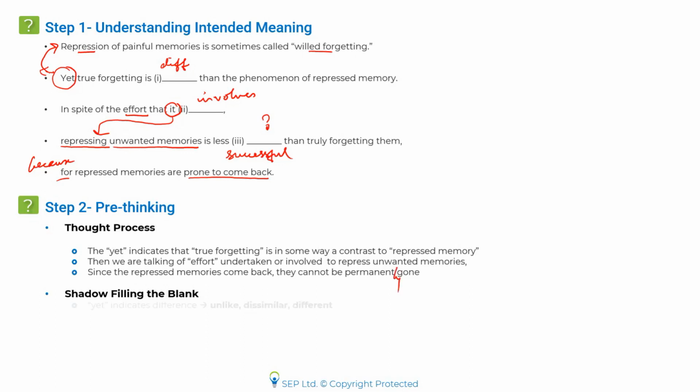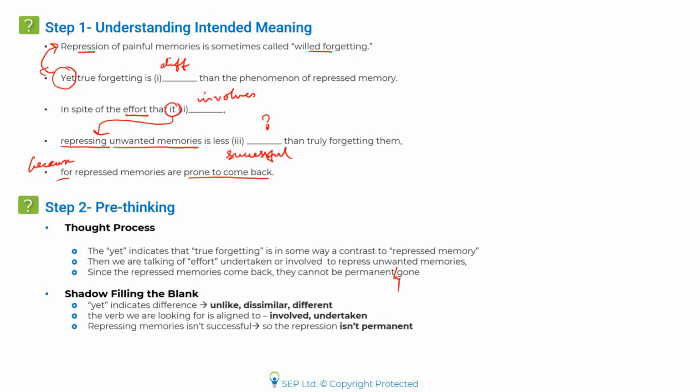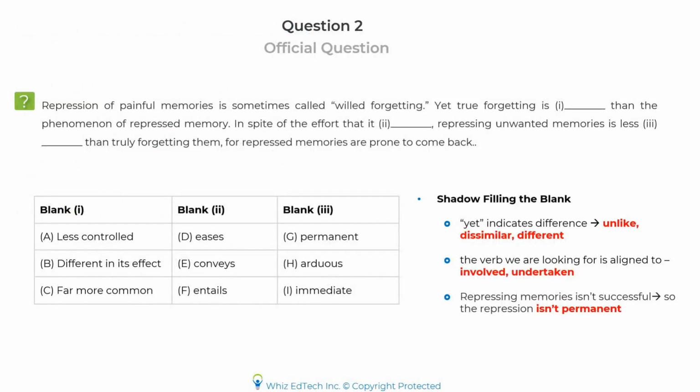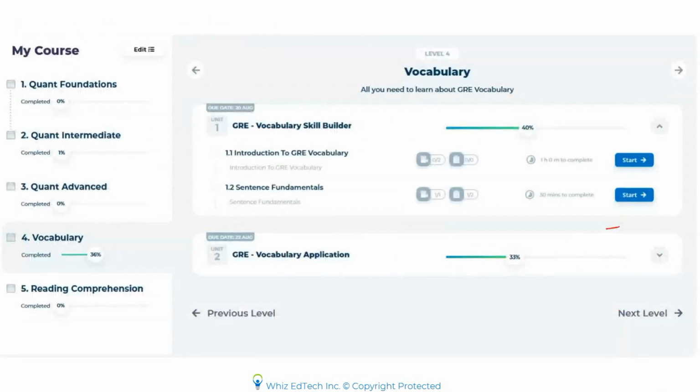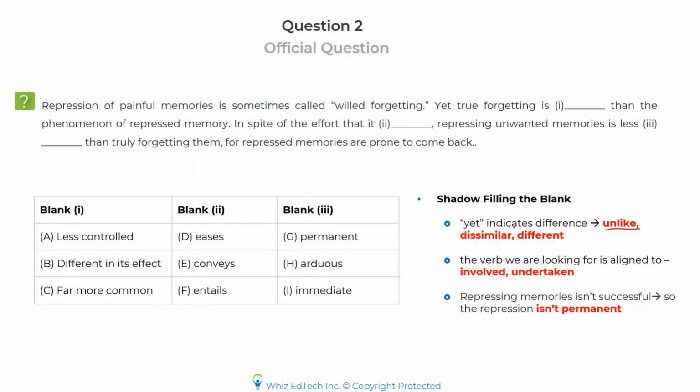So if I shadow fill the words, the first blank could be filled with words like unlike, dissimilar, different. The second blank could be filled in with words like that it involves, that it undertakes. Repressing memories isn't successful, so the repression isn't permanent, we can think of. It comes back, it isn't forever gone. So with those words, we move to our answer choices. So let's see which choices don't reflect these words for the first blank.